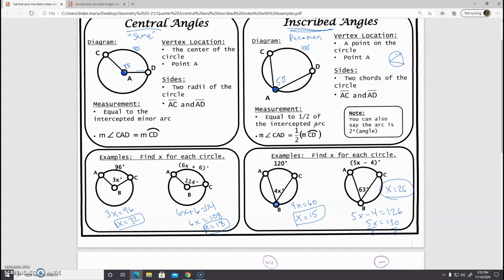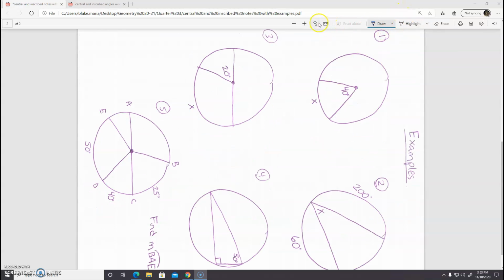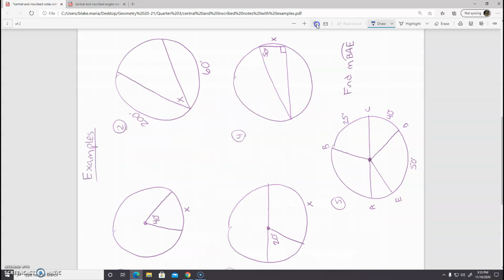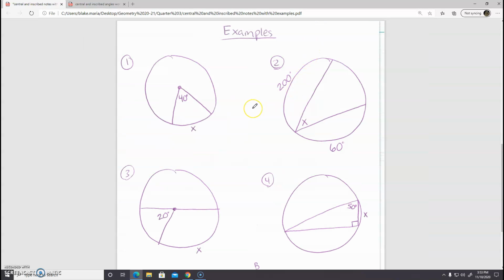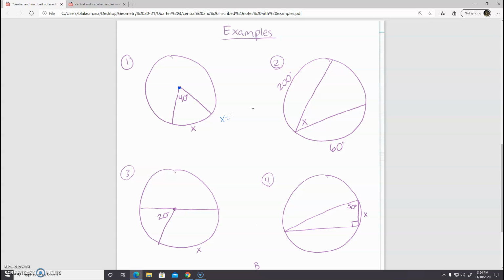All right, so that was central and inscribed angles. All right, so we're going to do a couple more examples. That's a little crooked. Let's rotate this. There we go. We're going to do a couple more examples just to do some basics here. So you look at the angle, right? We know that's central because it's on the center. Central, we think same. So x equals 40 degrees.